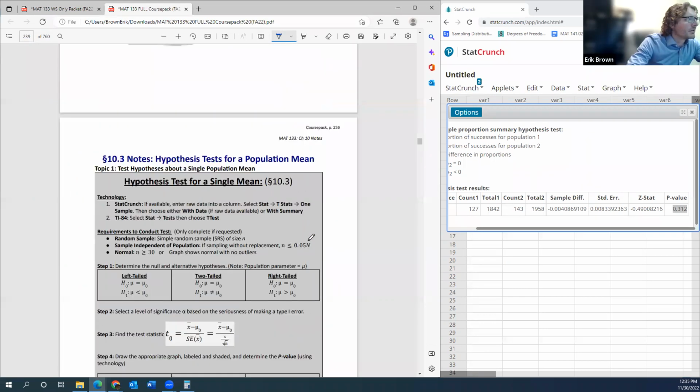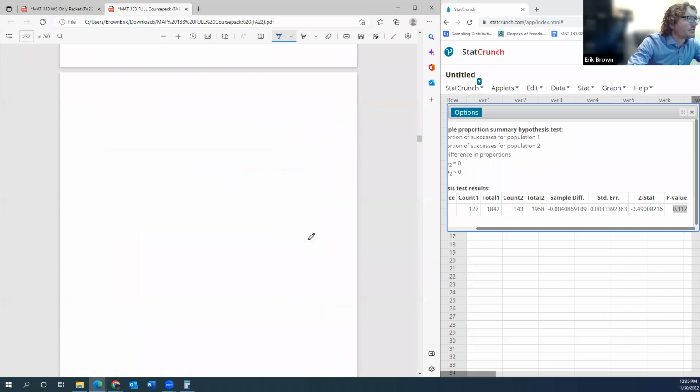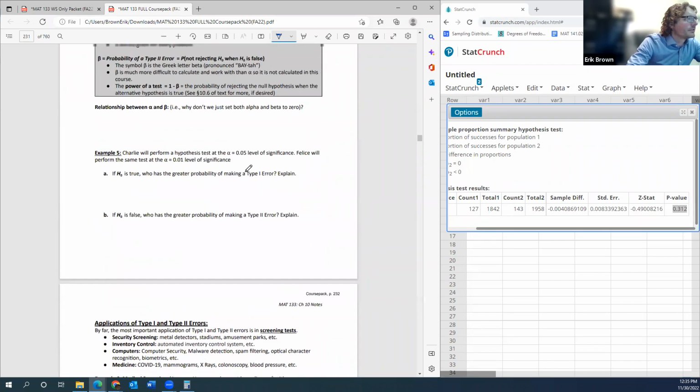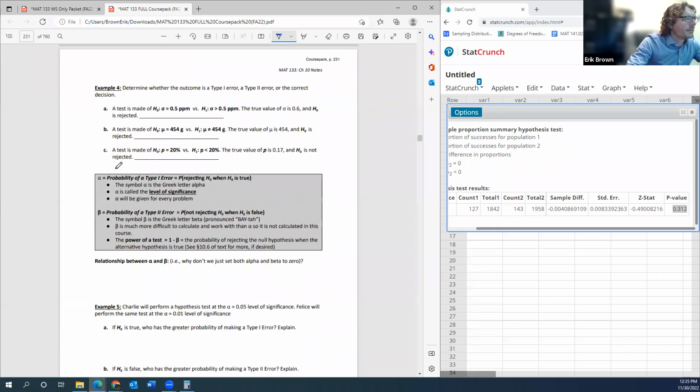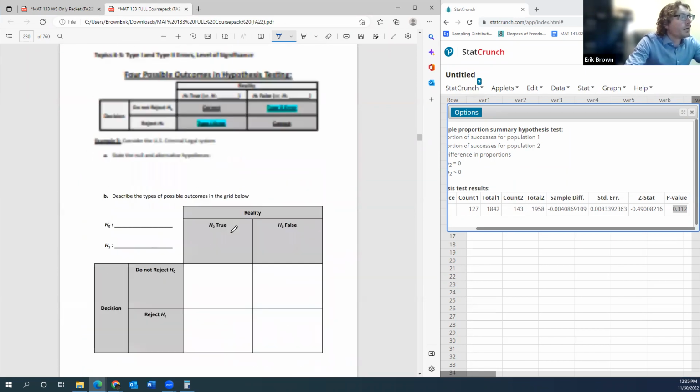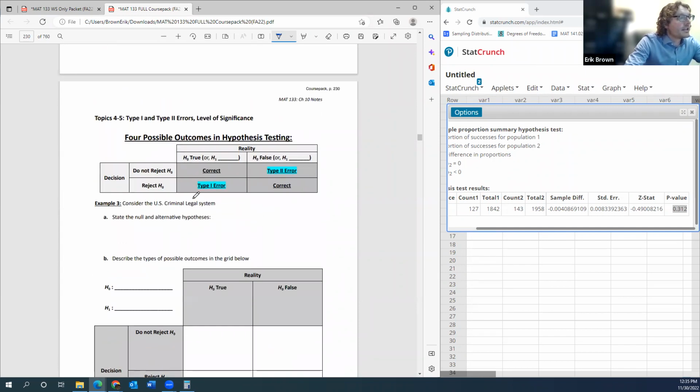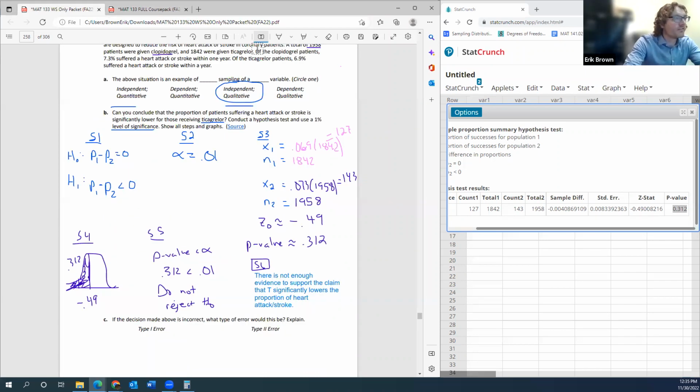Let's see, where was that page? The 230. Yeah. Oh, by the way, page 231 is the type 1, type 2 error stuff. This is what should go in your reference sheet for alpha and beta. But here it is. If we do not reject H0, the only type of error we can make is a type 2 error. If we do reject H0, the only type of error we can make is type 1. So had we made the wrong decision here, it would have been a type 2 error.